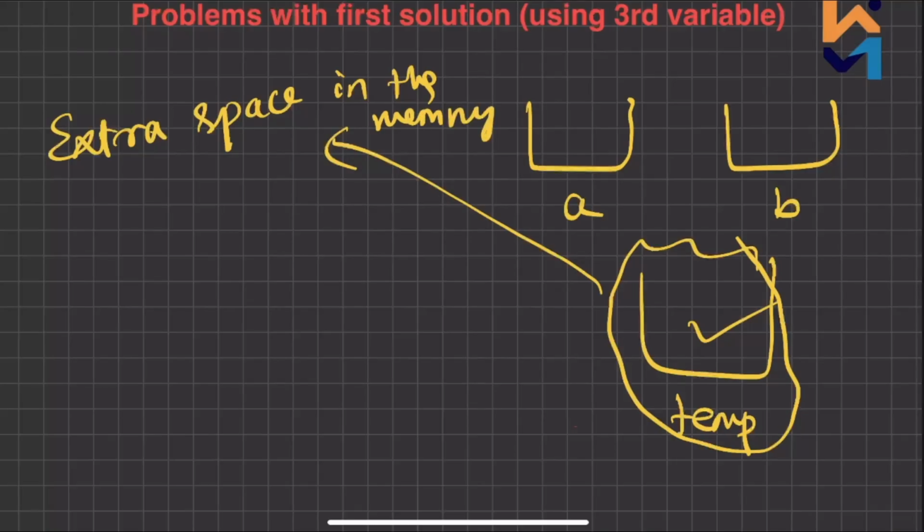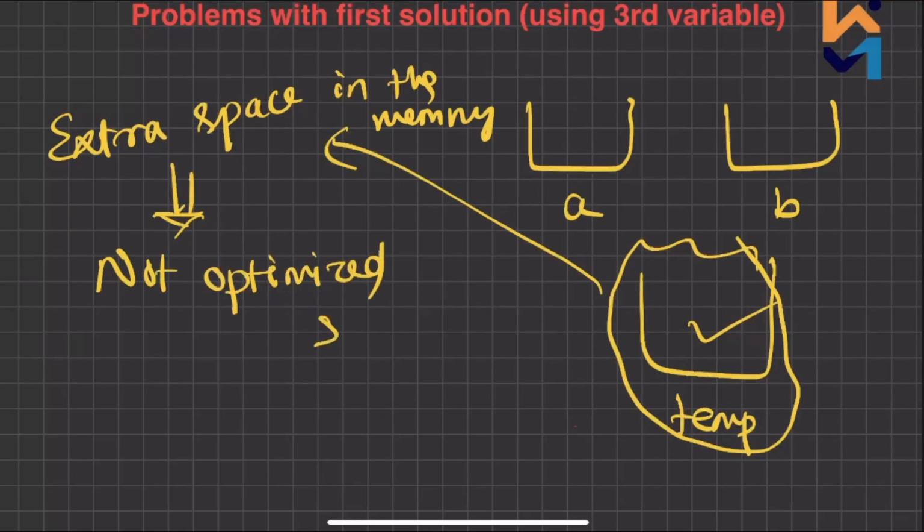So that is why we cannot call it an optimized solution. It is not the optimized solution, right? In terms of memory, in terms of performance, it is not that optimized. So now let us see how we can have a better solution rather than taking some extra space in the memory.